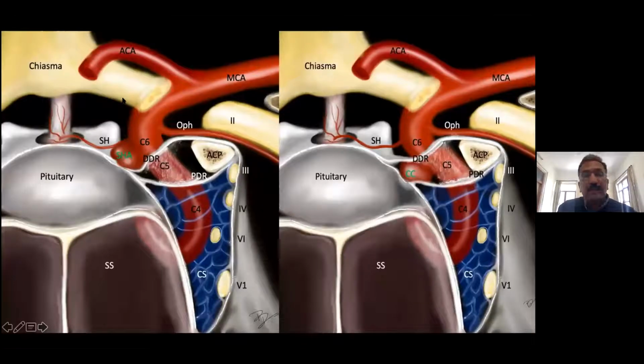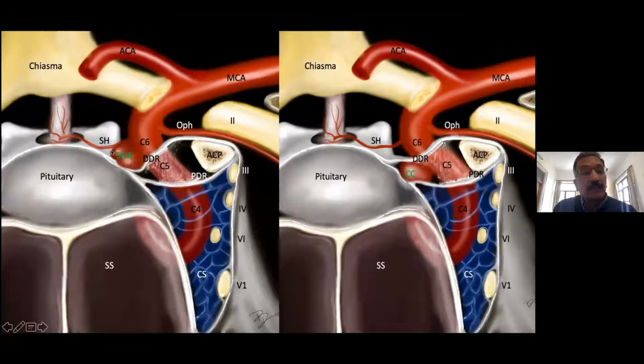Now, there are two very interesting types of aneurysm. Both are seen on the anterior posterior views of the carotid angiogram. One is the superior hypophyseal artery aneurysm, which is directed medially towards the sella, and this arises from the junction of the superior hypophyseal artery with the ICA.